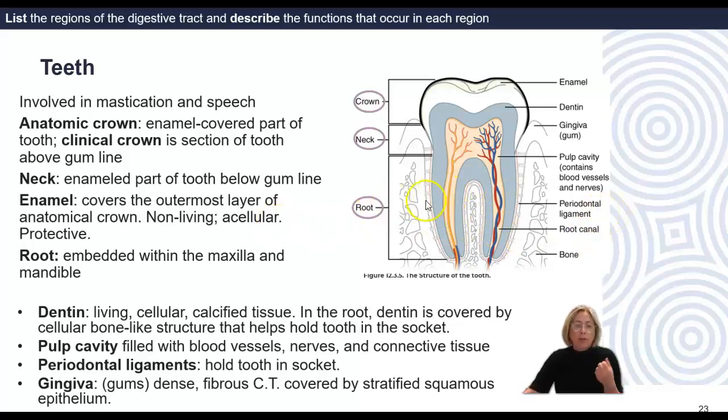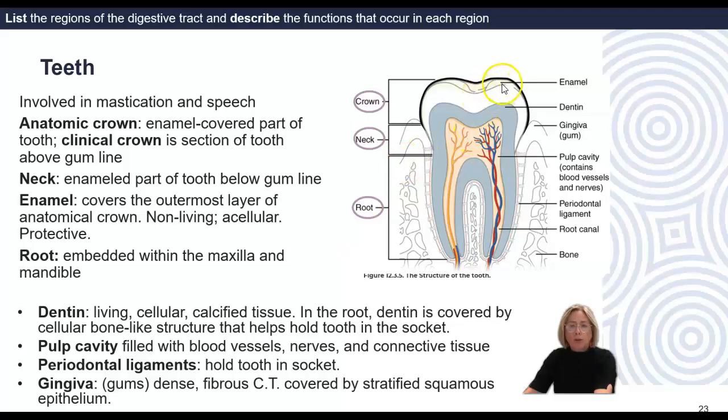The root is embedded within the maxilla and the mandible. Dentin is the living cellular calcified tissue. In the root, dentin is covered by cementum, a cellular bone-like structure that helps hold the tooth in the socket. We also have this pulp cavity, as you can see here. It's filled with blood vessels and nerves and connective tissue. And we also have this ligament here called the periodontal ligament that holds the tooth in the socket. The gingiva up here, more commonly known as the gums, are dense fibrous connective tissue covered by stratified squamous epithelium.